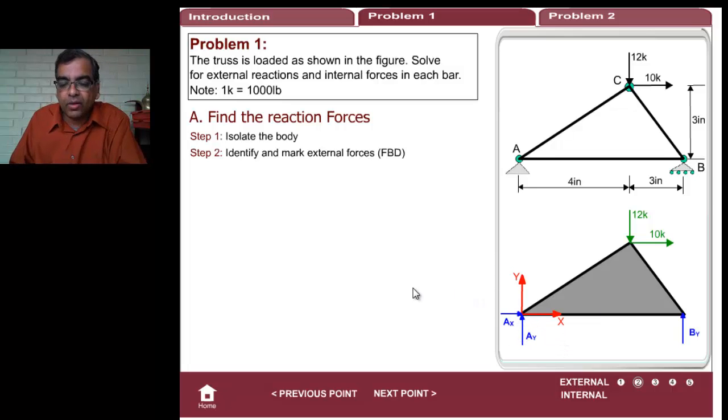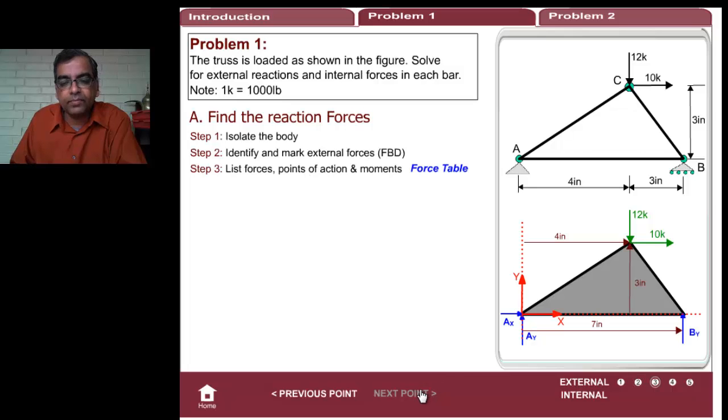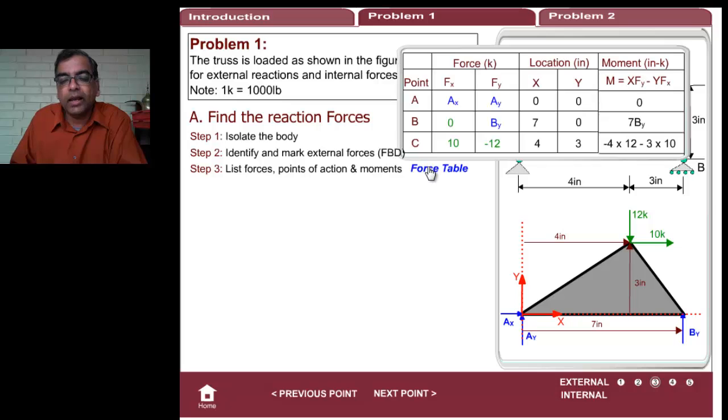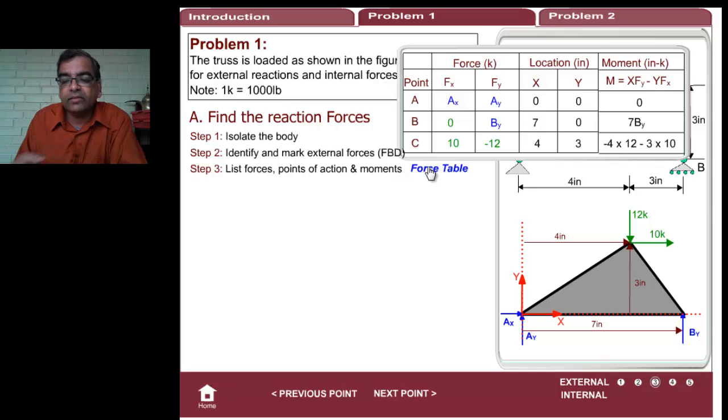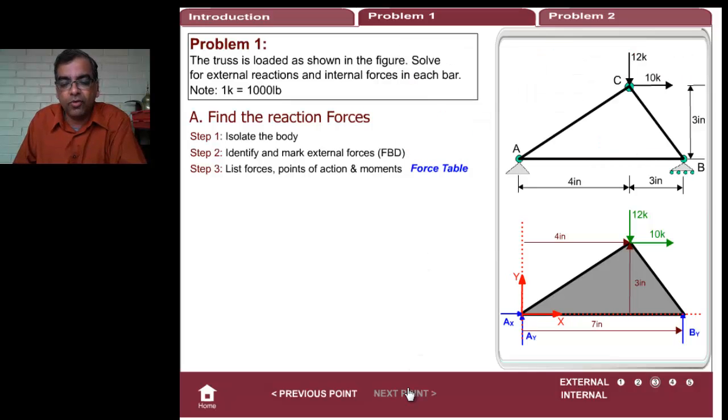Now we know how to solve this. We can set up the equations and I can show you the force table. There you go. I have drawn A, Fx, Fy, x, y, M equal to x Fy minus y Fx. By now you should know how this works. It's a pretty straightforward deal. In this case, there is a set of forces at A, B and C. I've drawn all the forces, their locations and everything, and off we go.